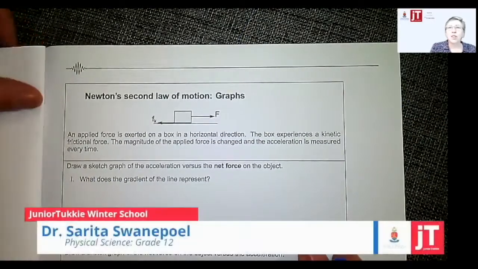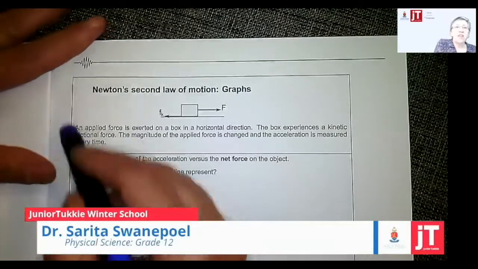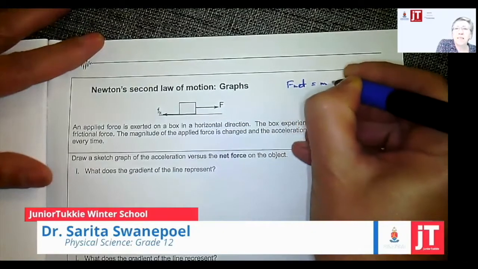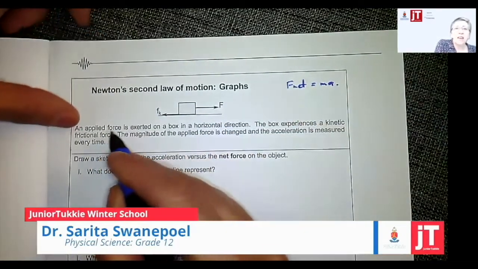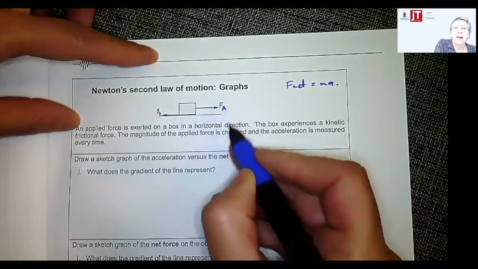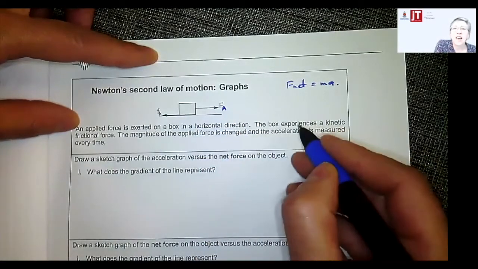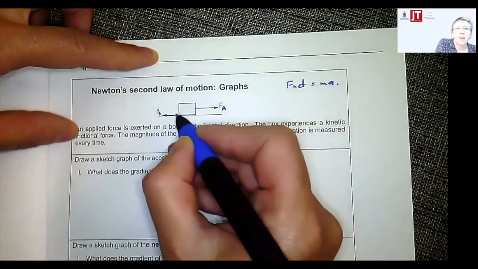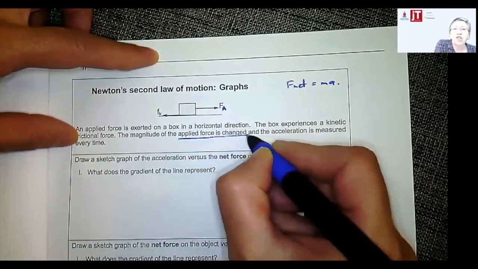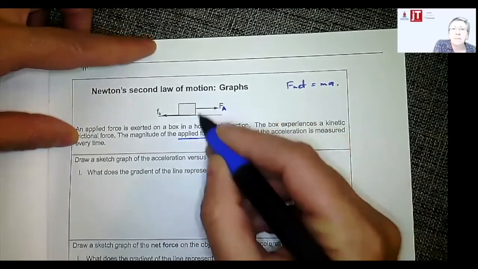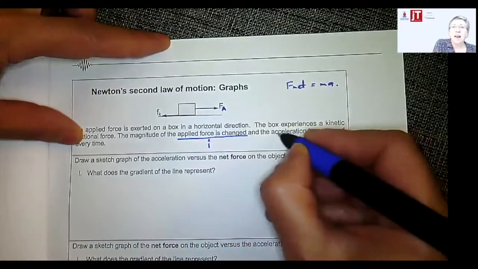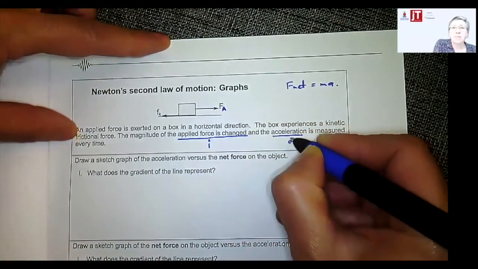Right, now we are going to do a last example, and that is on Newton's second law of motion. So we're all talking about F net equals m times a. Now they're telling you that an applied force is exerted on the box. Let's put an A there, definitely applied force in a horizontal direction, and the box experiences a kinetic frictional force, right there on the surface, right. The magnitude of the applied force is changed, right. So that is my independent. I am putting on different forces over here, exerting different forces, and the acceleration is measured. So that is my dependent.